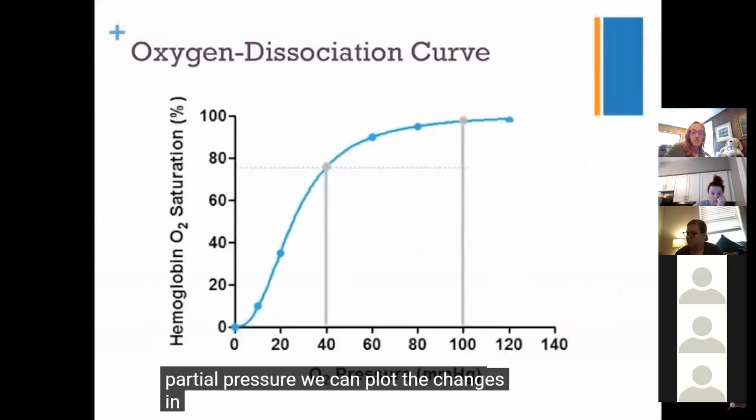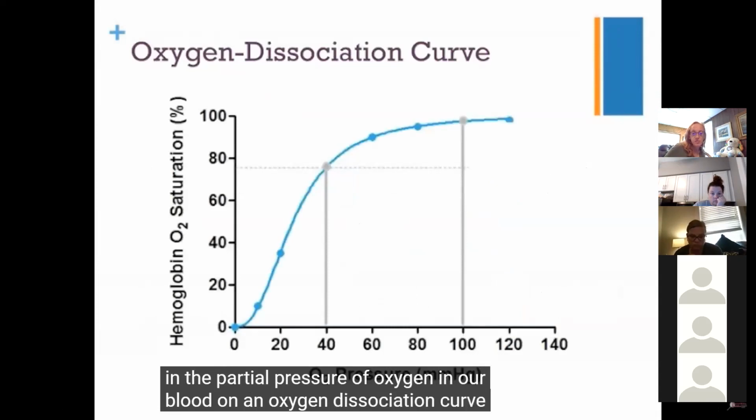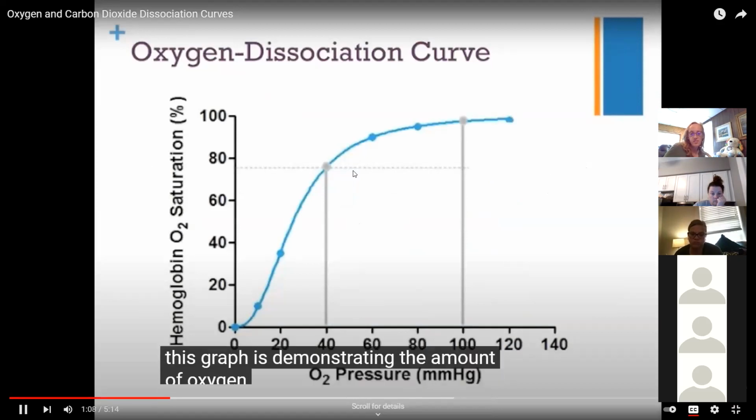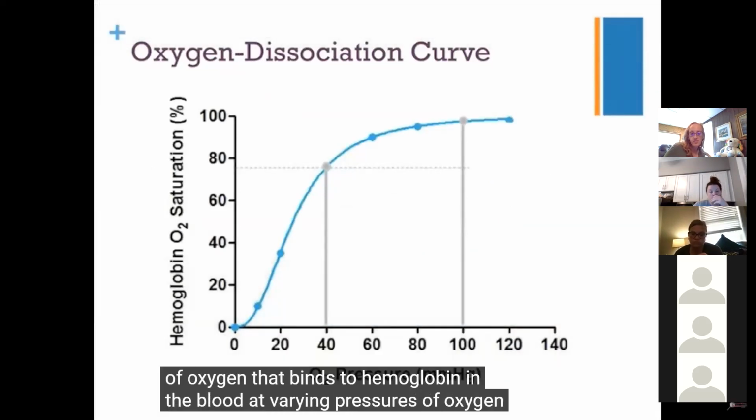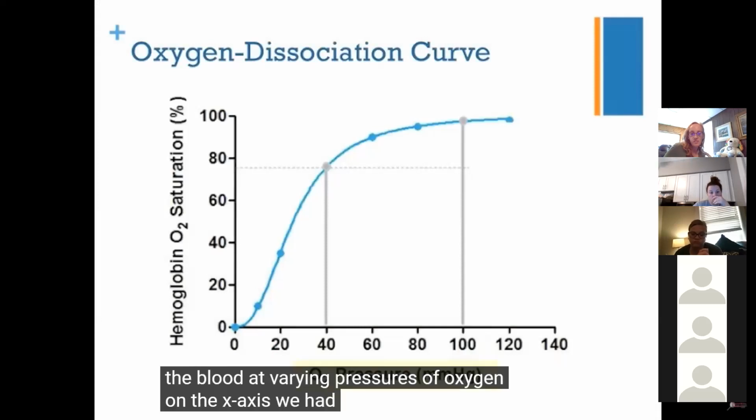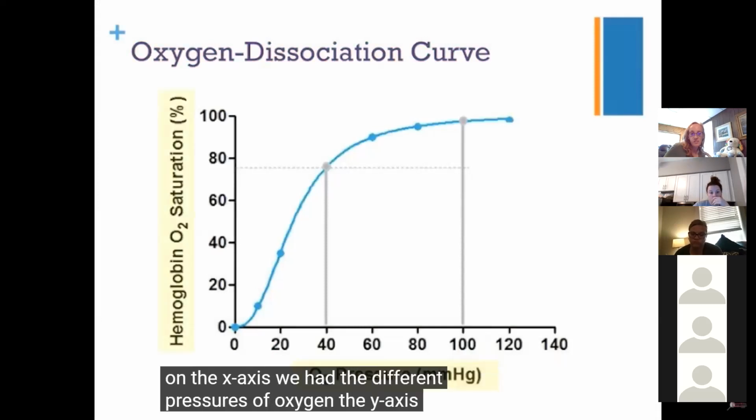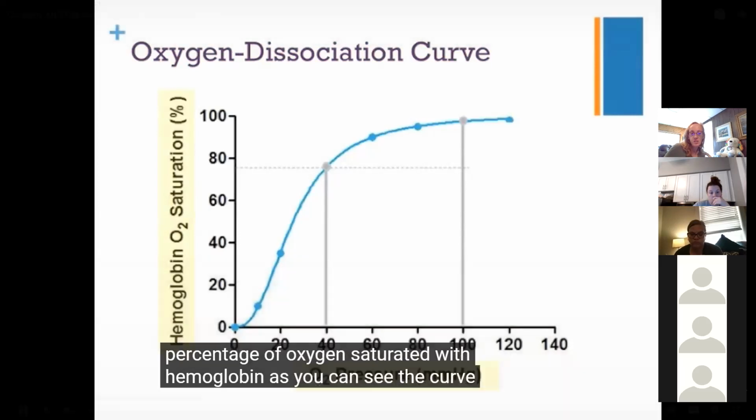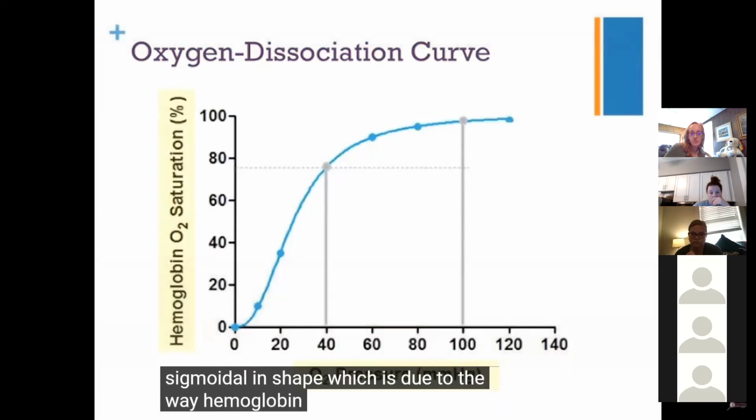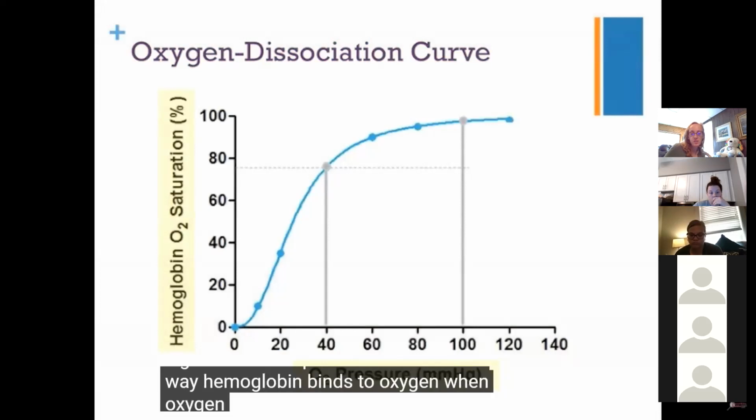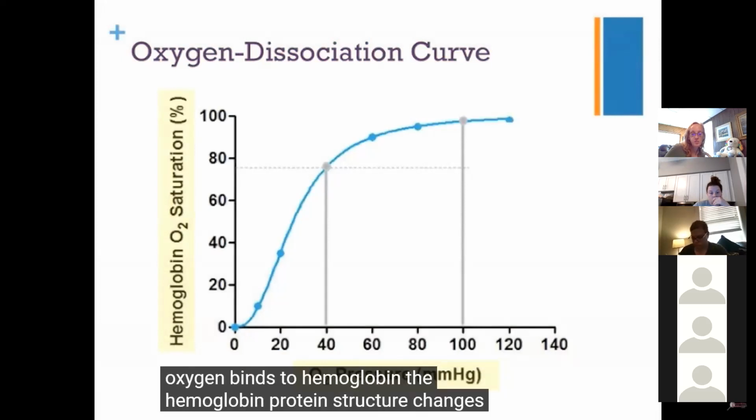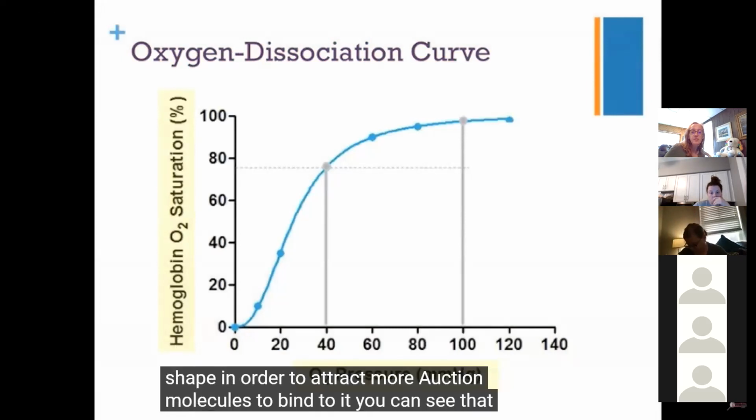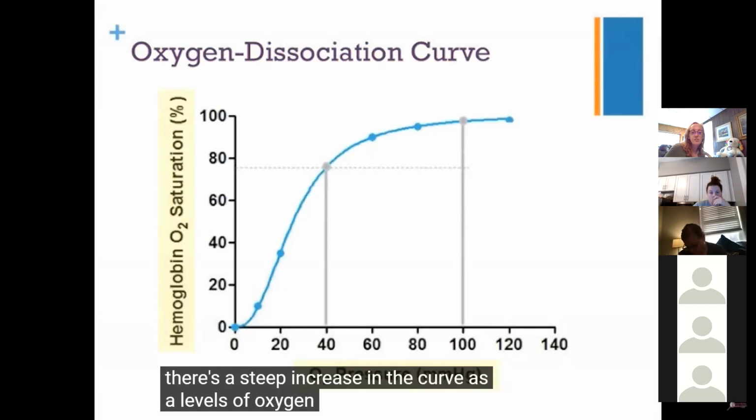We can plot the changes in the partial pressure of oxygen in our blood on an oxygen dissociation curve. This graph is demonstrating the amount of oxygen that binds to hemoglobin in the blood at varying pressures of oxygen. On the x-axis, we have the different pressures of oxygen. The y-axis is the percentage of oxygen saturated with hemoglobin. As you can see, the curve is sigmoidal in shape, which is due to the way hemoglobin binds to oxygen. When oxygen binds to hemoglobin, the hemoglobin protein structure changes in shape in order to attract more oxygen molecules to bind to it. You can see that there's a steep increase in the curve as the levels of oxygen increase.